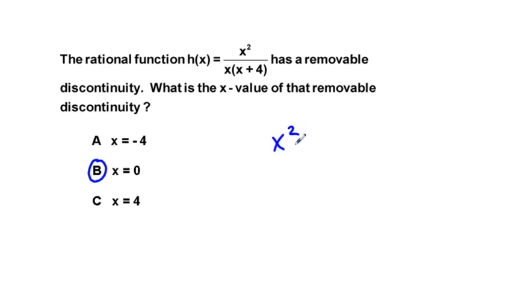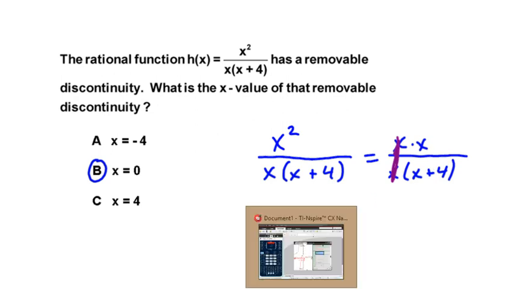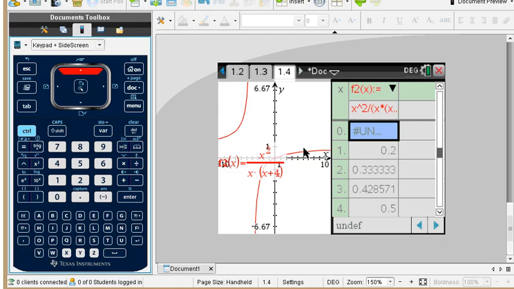Another reason we call this a removable discontinuity is that you can remove this x equals 0 discontinuity algebraically. So if we rewrite x squared as x times x and write that as x over quantity x plus 4, we can remove this discontinuity algebraically. Okay, so the function is going to look very much like x over x plus 4, and it should have a horizontal asymptote of 1. Yeah, that's right. So really that's it.